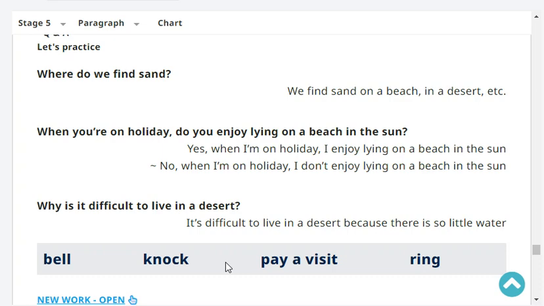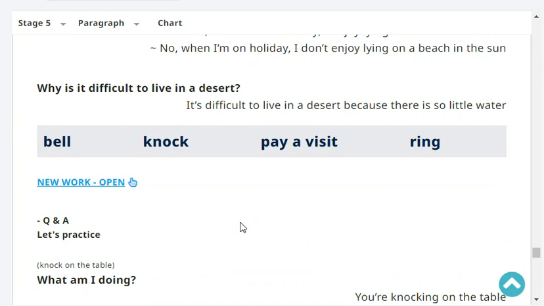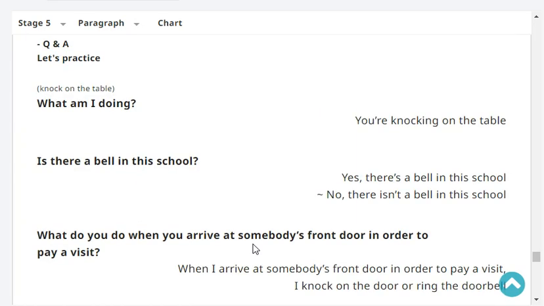Why is it difficult to live in a desert? It's difficult to live in the desert because there is so little water. Very good.